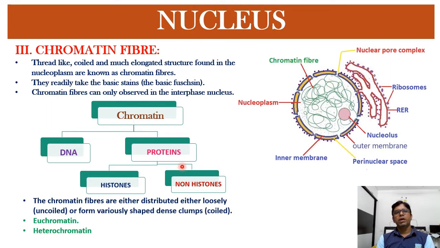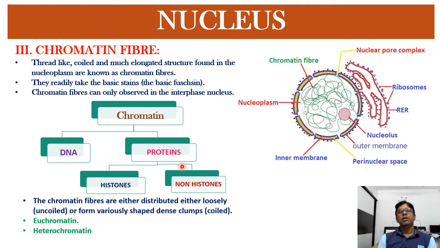Let us come to the chromatin fibers. Thread-like, coiled, and elongated structures present in the nucleoplasm are known as chromatin fibers. These chromatin fibers absorb basic stains like basic fuchsin, and they can be seen only in the interphase nucleus.